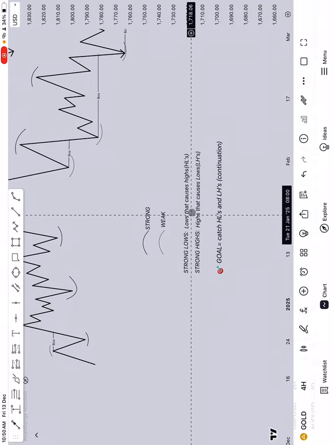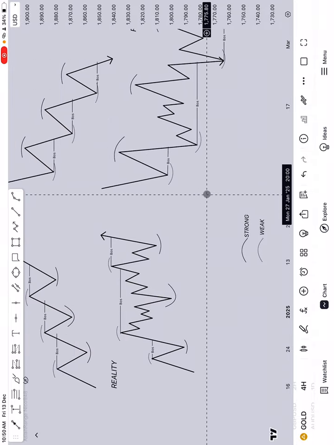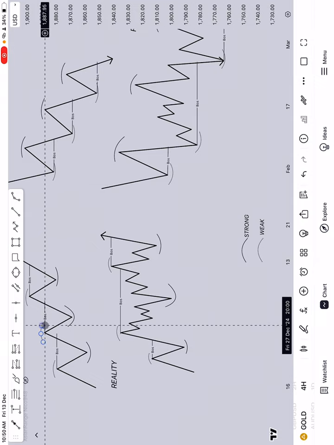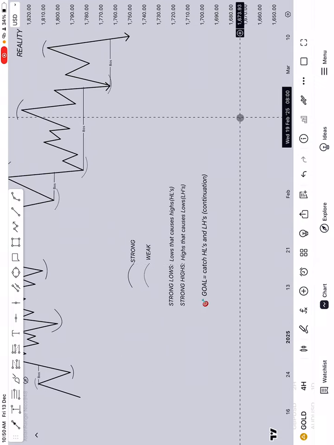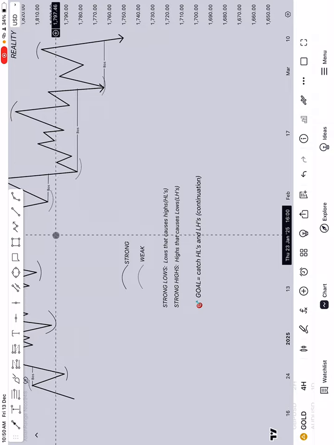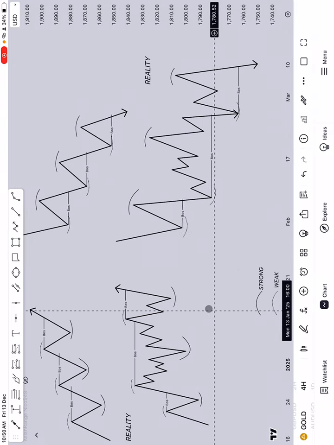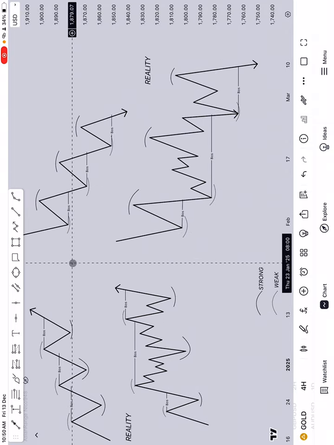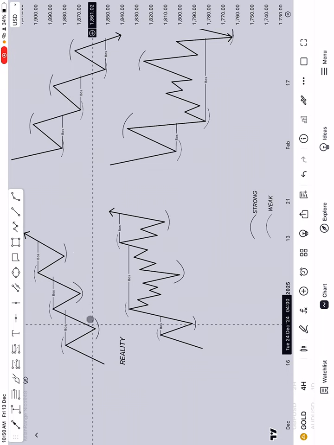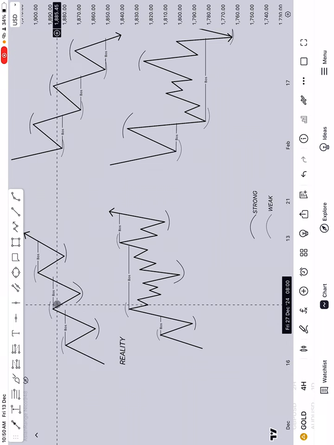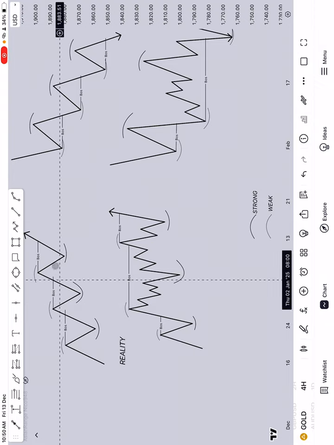And we came up with some rules. Strong lows are lows that cause highs, and what you see there are higher lows. Strong highs are highs that cause lows. Remember, for a low to be considered a strong low, it has to create a high, and for a high to be considered a strong high, it has to create a low.